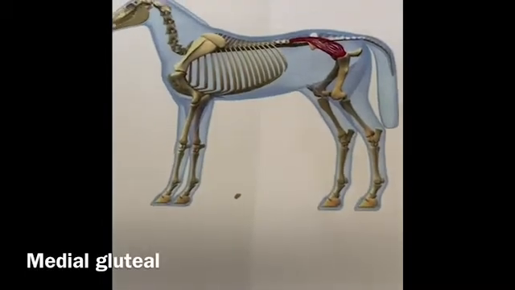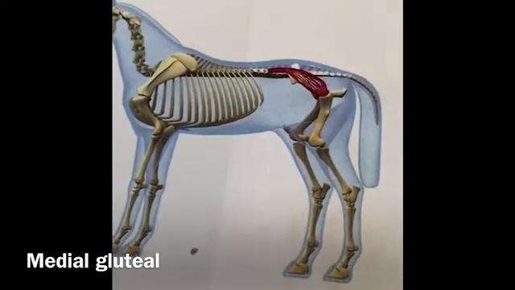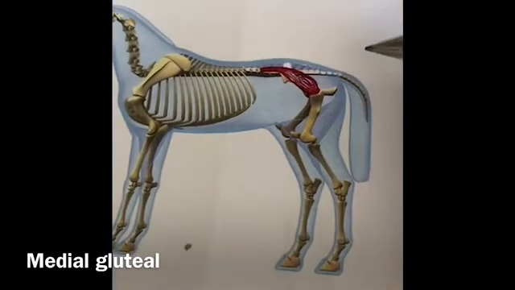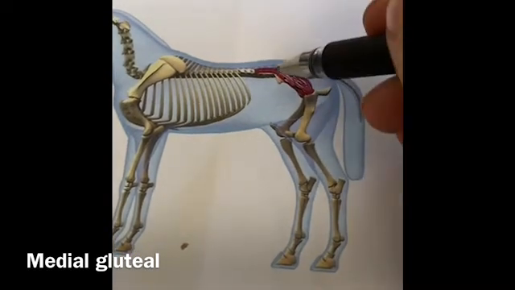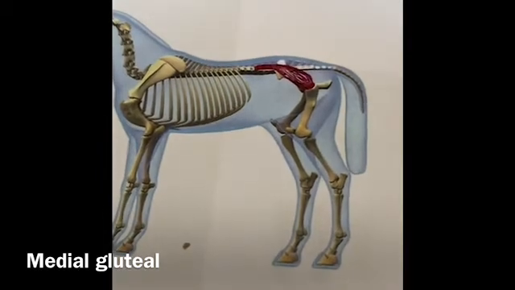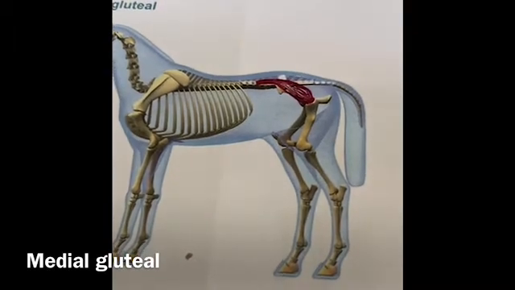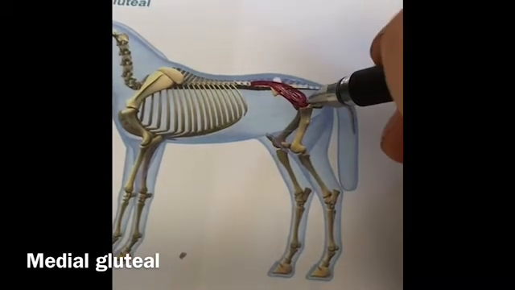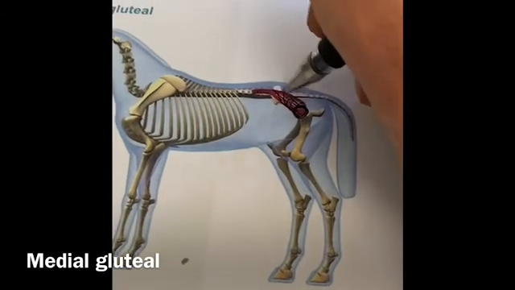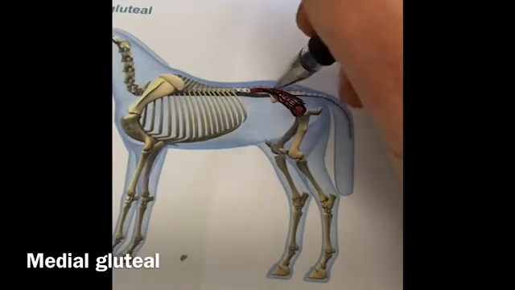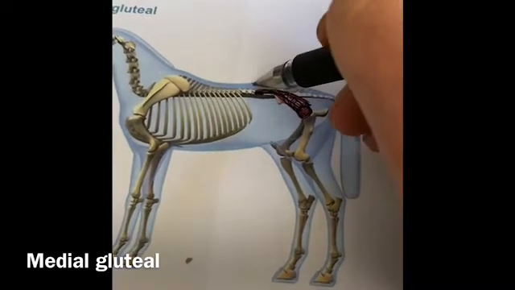Medial gluteal muscle, middle gluteal. So the middle gluteal originates at the ilium. So this is your ilium bone here. The sacroiliac ligaments, which are the ligaments around the sacroiliac joint, and the longissimus dorsi, so the muscle that we just looked at. And it inserts here on the greater trochanter of femur. So it's got all these points down here. So it originates right up here in your lower back.